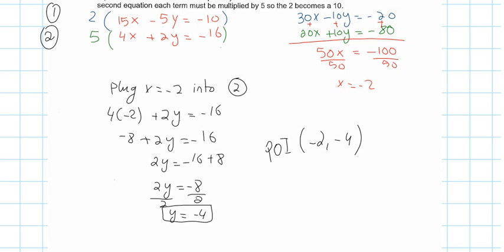Okay? So in this case, because I don't have the same coefficient, I have to make it the same coefficient. Okay? And sometimes I have to multiply both equations. Sometimes it's enough to multiply one of the equations. Okay? Now, in this case, I had to multiply both equations. And remember, if you have the opposite sign, you add. If you have the same sign, you subtract.